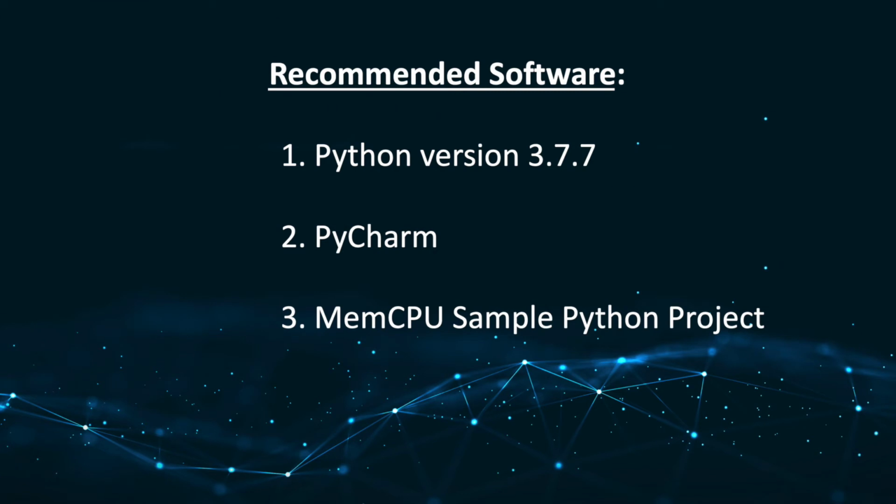To download the required software, please follow the required software instructions in the description of this video. We suggest installing Python version 3.7.7 first, followed by downloading and installing the Community Edition of PyCharm. Lastly, you'll need to download the MEM Computing sample Python project to your PC. Again, links to download and install the required software are in the description of this video. Please contact MEM Computing customer support if you do not already have the source code.